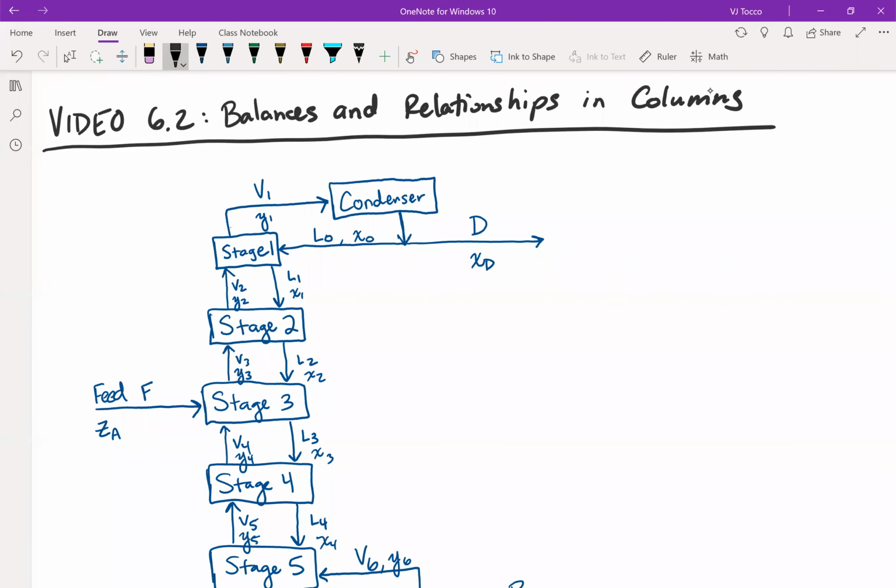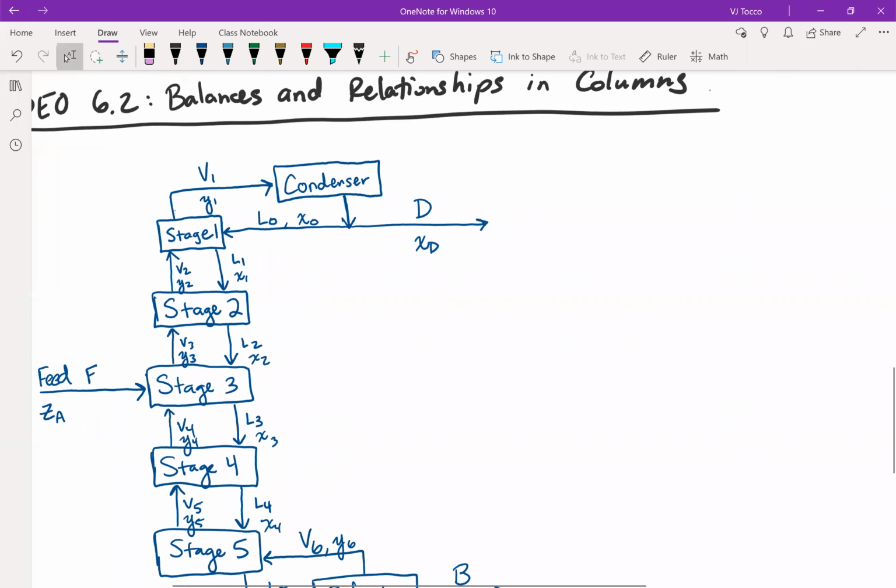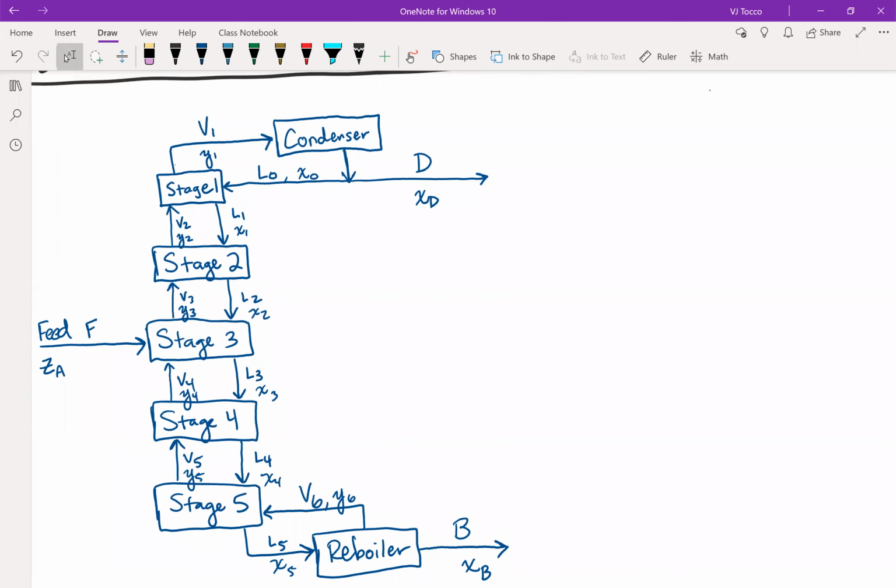Welcome back to Separations. This video is going to be all about the balances and relationships that you can draw between streams in distillation columns. So I've got my detailed process flow diagram back, and I will use this to illustrate some of the key relationships that you can write on a column.